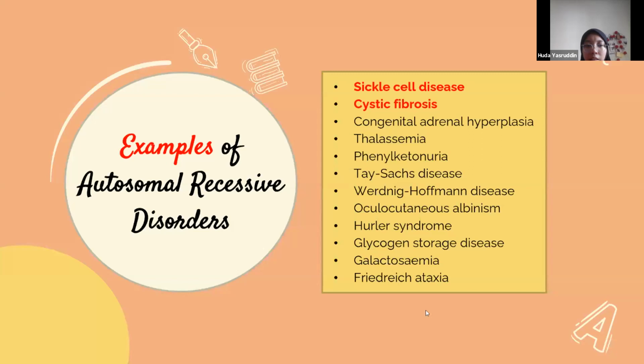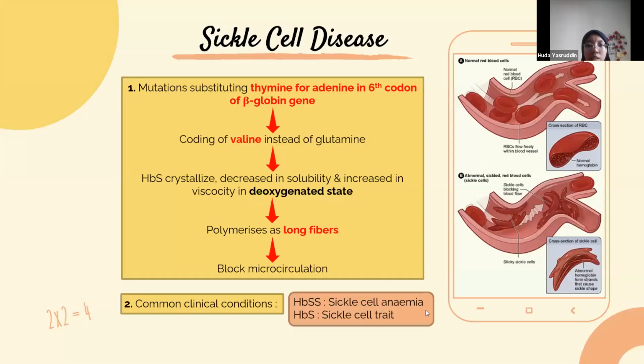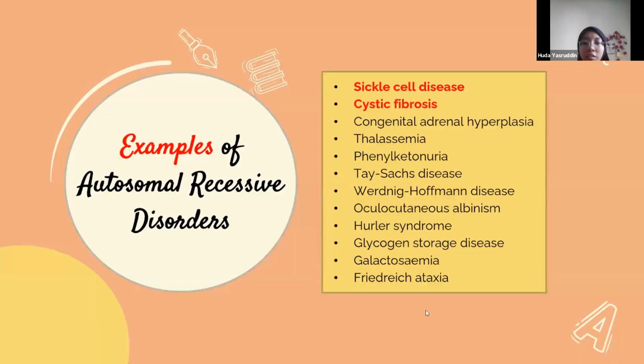So okay, under the autosomal recessive disorder, there are a lot of diseases, and I'll discuss two, which are sickle cell disease and cystic fibrosis. The first one is sickle cell disease. The common name in Malaysia should be thalassemia. You should have discussed thalassemia, but that's fine, because thalassemia will be discussed in hematology.